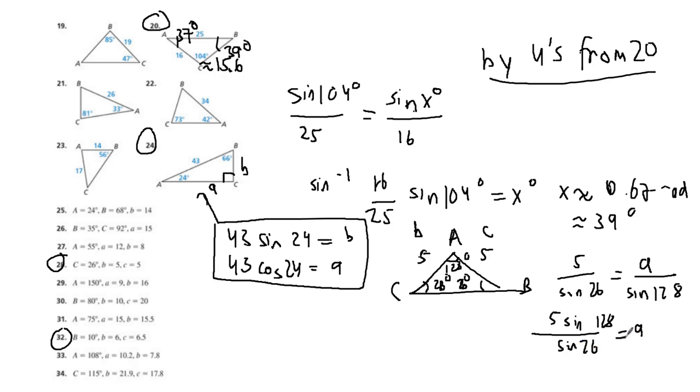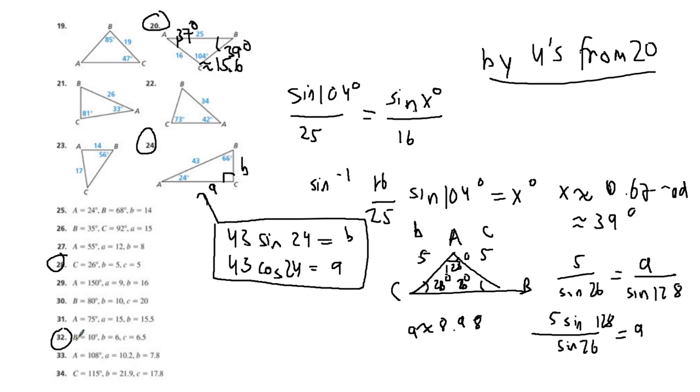I'm not going to calculate it out. Actually, you know what? I'll calculate it out. I'll spend some time on it. The sine of 128 is that, then times that by 5, you'll get that, and then divided by the sine of 26, which will give you about 8.98. So a is roughly 8.98.